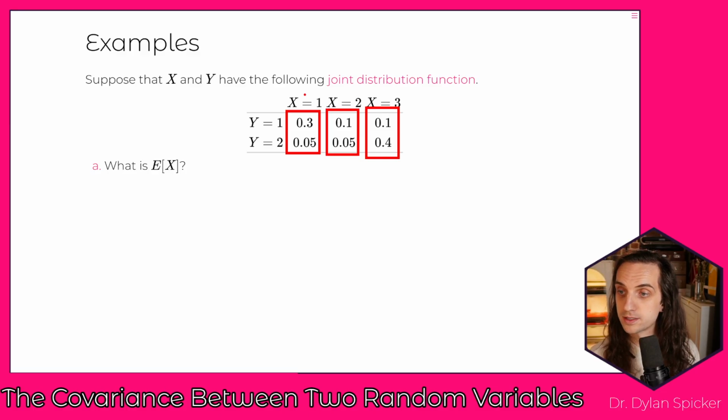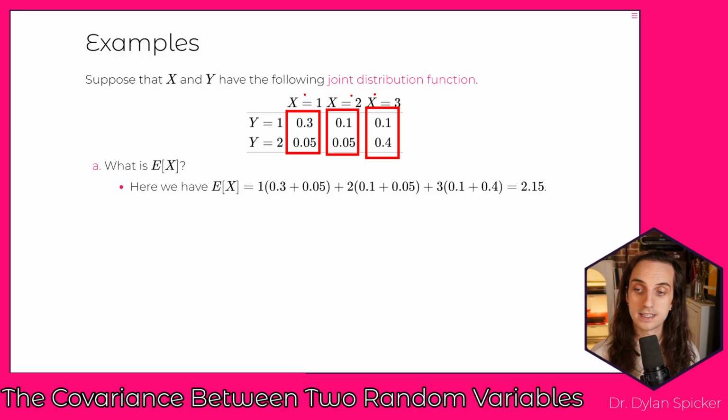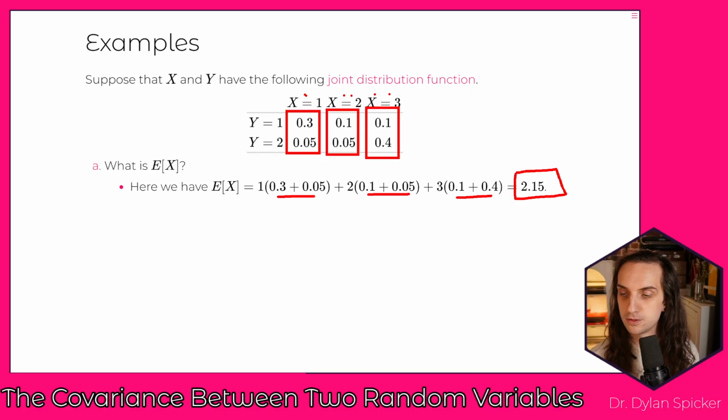And for each of those, we're going to multiply it by the corresponding value here, right? So if we actually write that down, the expected value of x is going to be 1 times the sum of the two probabilities, plus 2 times the sum of those probabilities, plus 3 times the sum of those probabilities, and doing that works out to be 2.15. Okay, so the expected value of x here is 2.15.